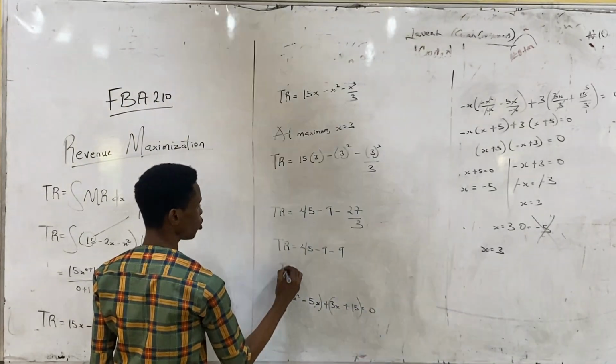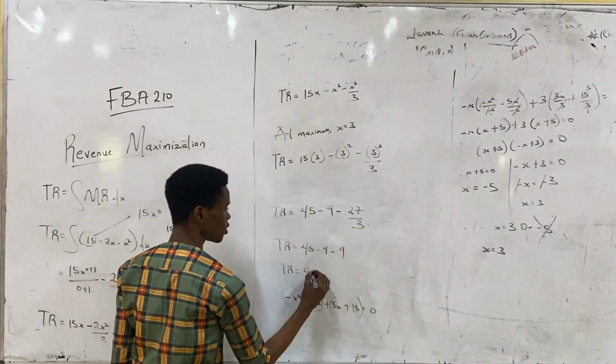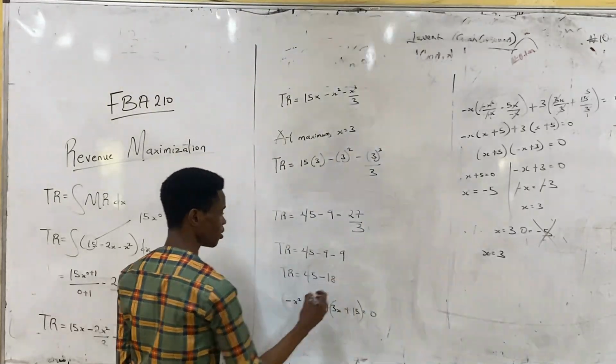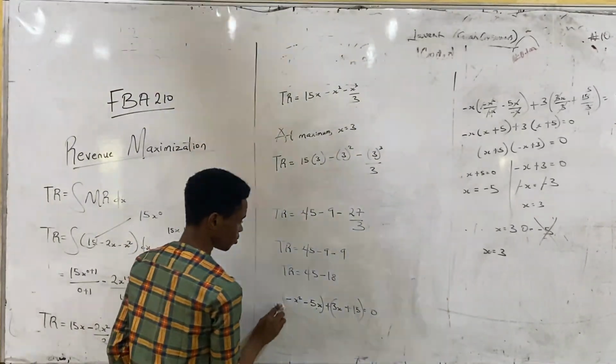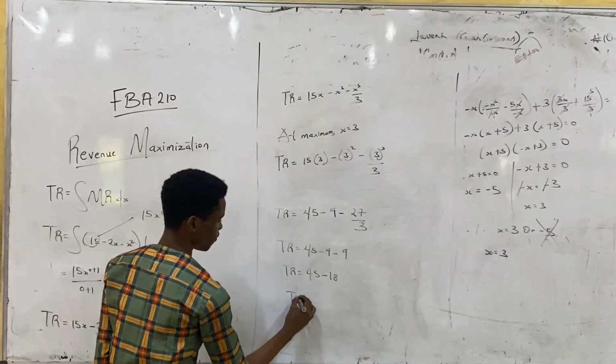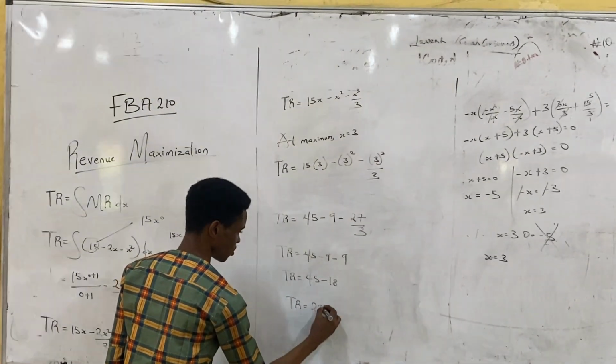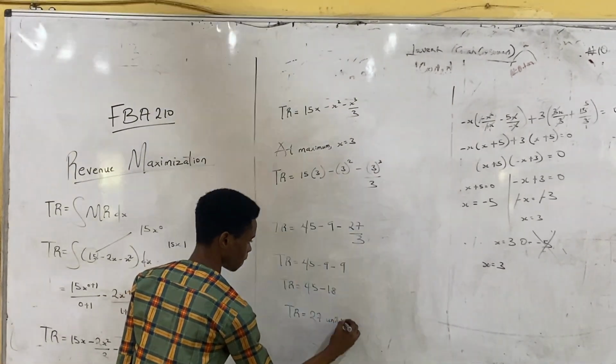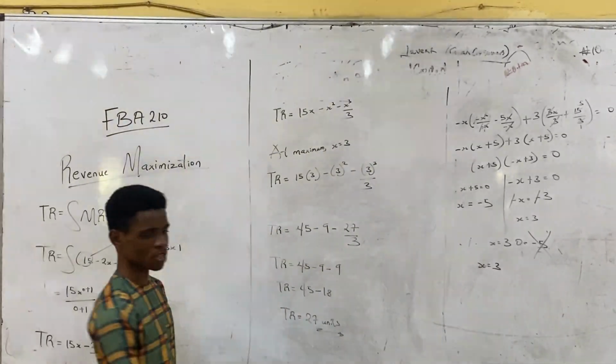So here you're having total revenue equals 45 minus 18. And what was 45 minus 18? 27. We're having our total revenue as 27. As simple as that.